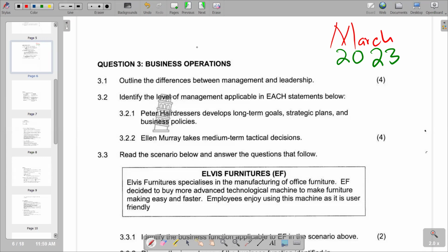This week we want to look at a March 2023 question paper, and then we are going to look at question 3 of that question paper that is on business operations. So we're going to start on 3.1, which is outline the difference between management and leadership.